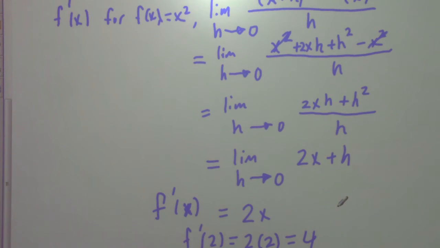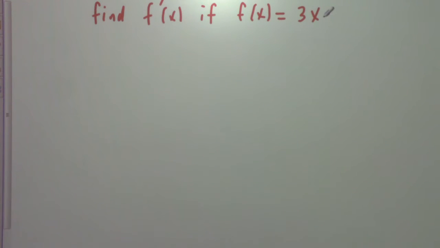So that's that. Now I'm going to give you another problem that's similar to work out, the same type of situation. Find f prime of x if f of x equals 3x. If f of x equals 3x, find f prime of x and use the definition of derivative.